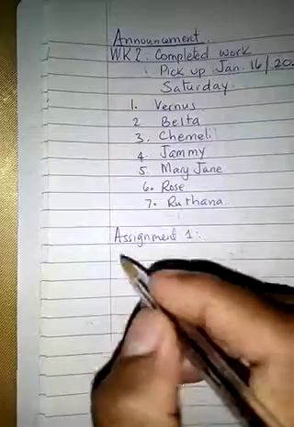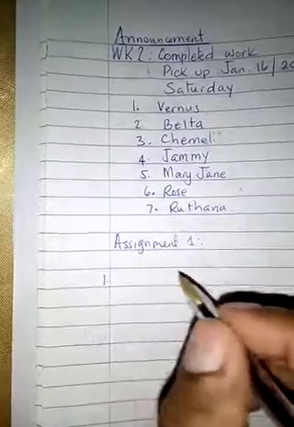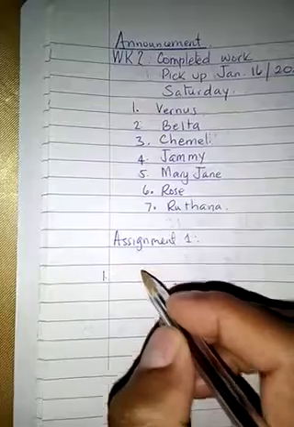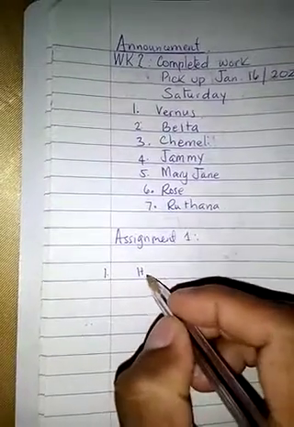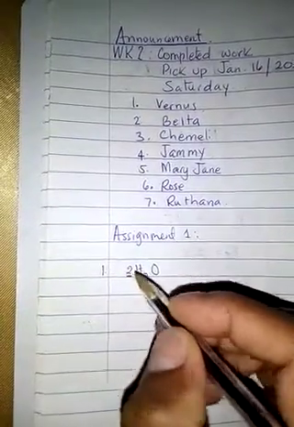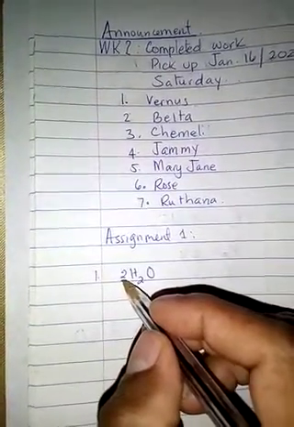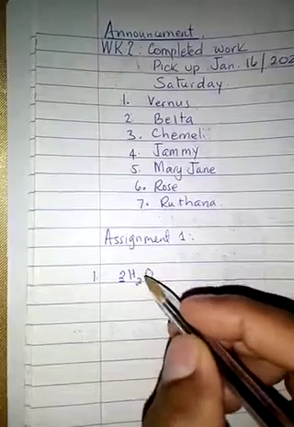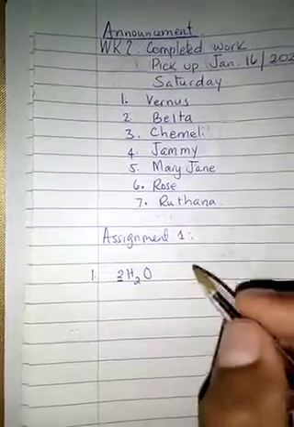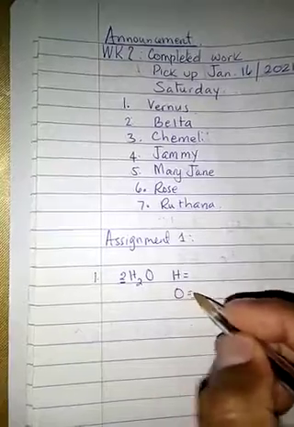For instance, let's say question number 1, the water molecule, you have H2O, and if there is a number 2 in front, that is the coefficient. That coefficient is a multiplier. So to find the individual atoms, you need to identify the individual atoms that are present in this molecule. So we have hydrogen and oxygen.